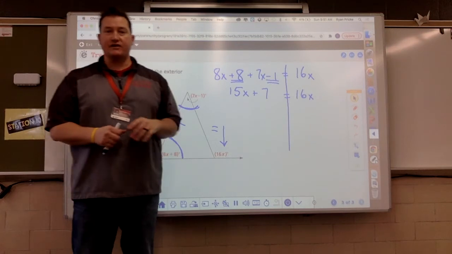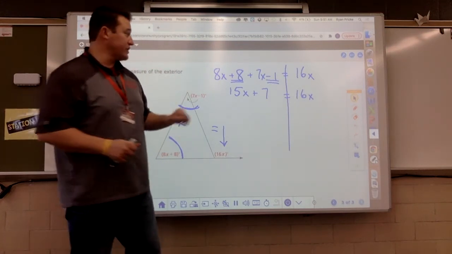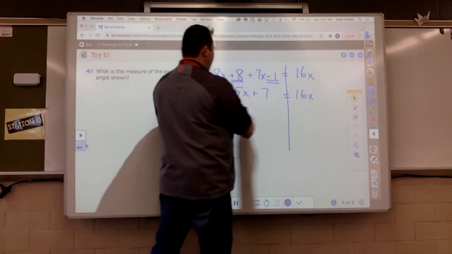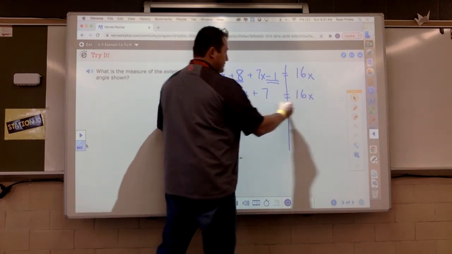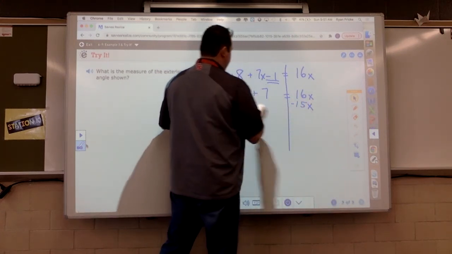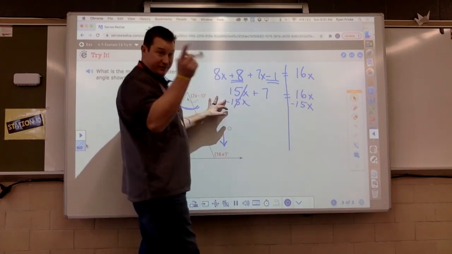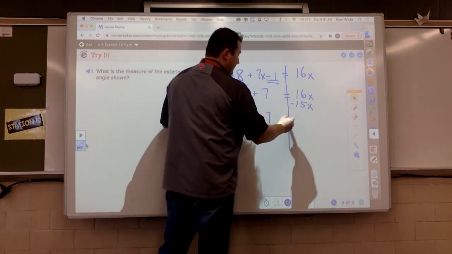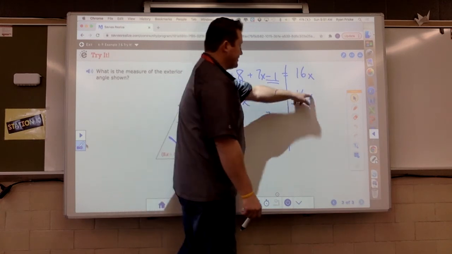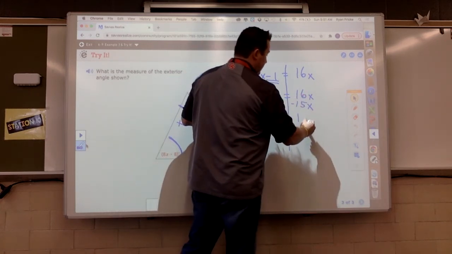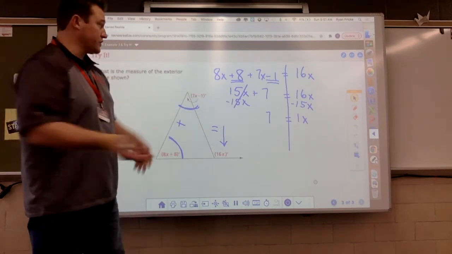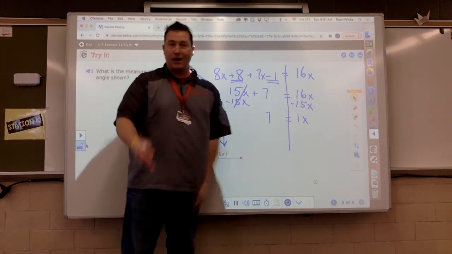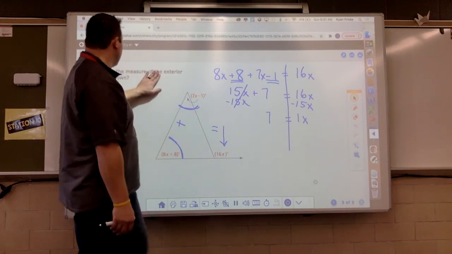We have to move 15x over there. Right? This actually works out well. It is the smaller of the two coefficients, too. So we're going to subtract 15x from both sides. 15x minus 15x is 0. 7 just hanging out for a second. 16x minus 15x is 1x. Good to go. We're done. Usually we would divide by our coefficient, but no need to here because dividing by 1 is not going to change anything. All right? Sweet.